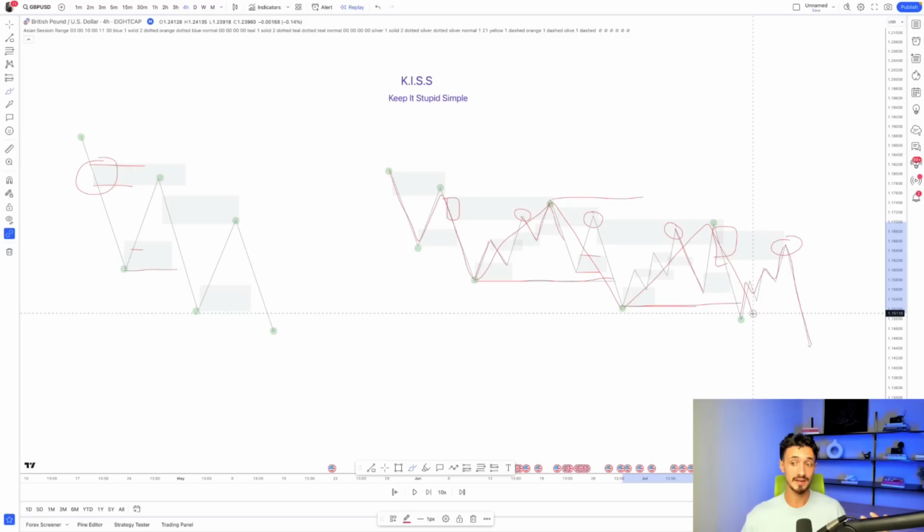And all we're doing is waiting to get in the river. We get in the river at the right place, and then it just takes us with its current bias, its current direction, which in this example is bearish. So now let's take a look at how we can apply that to the charts.